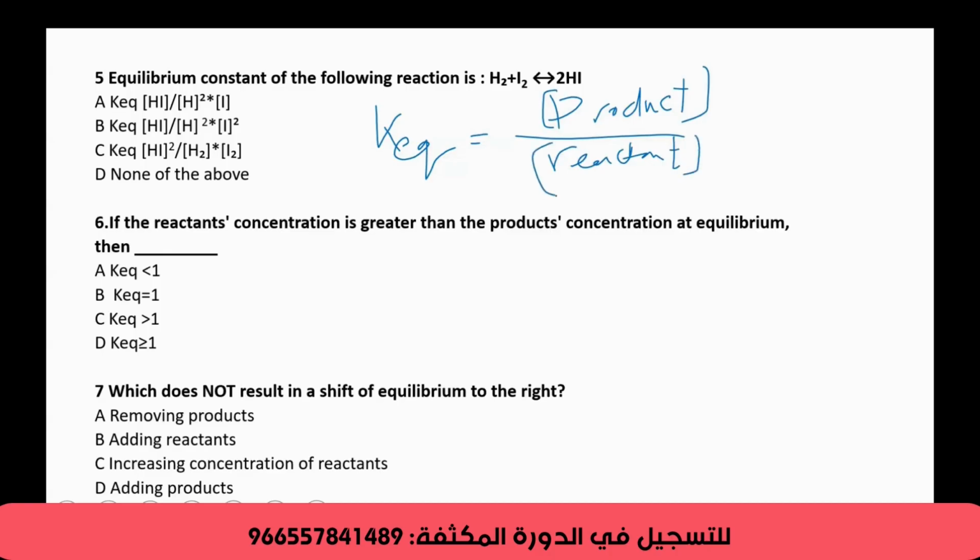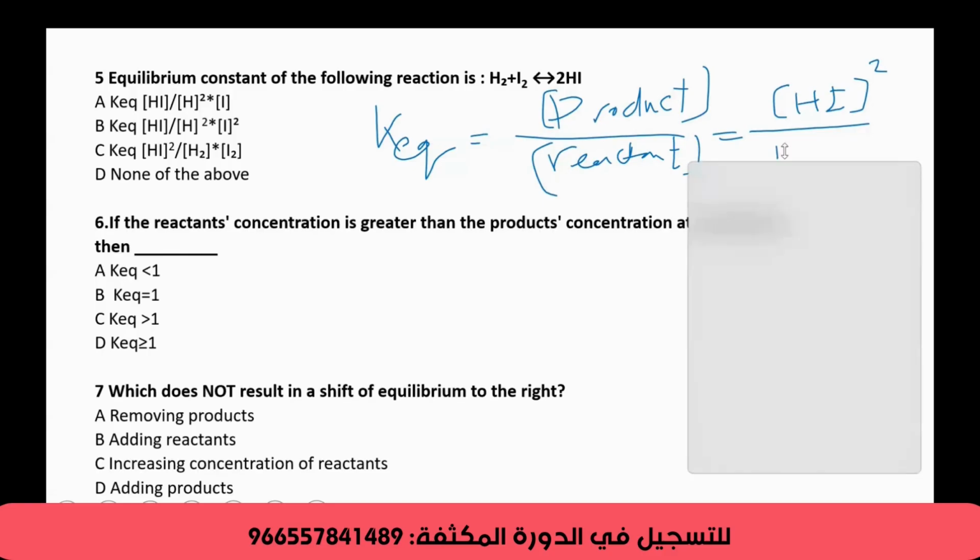Okay, in my case, how many products? Don't forget the exponent, okay? I have only HI. How many moles of HI, hydrogen iodide? 2. So the exponent will be 2. How many reactants? I have hydrogen gas and iodine gas. How many moles? 1 and 1. So multiply, please don't add. There are no exponents, because I have one as a coefficient.